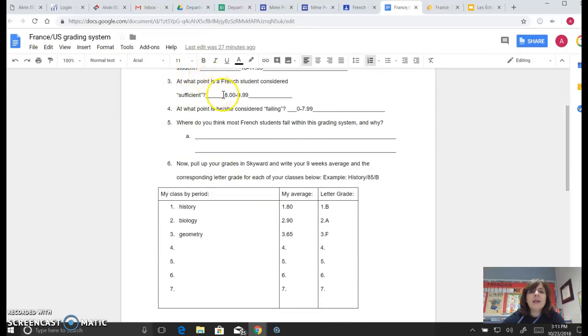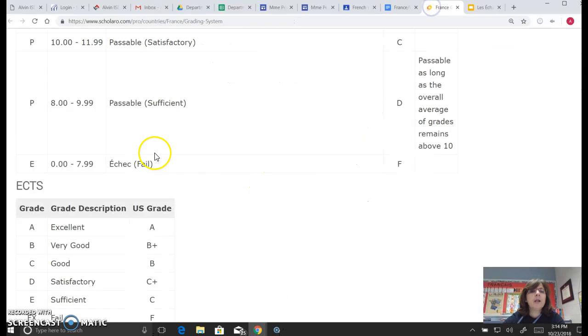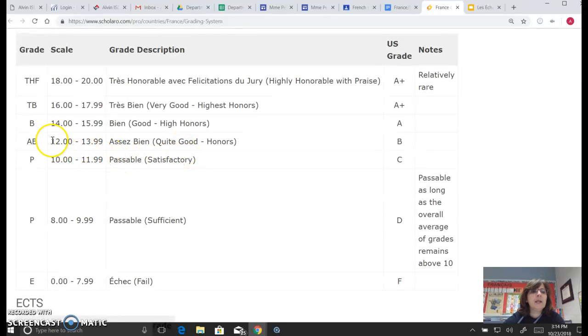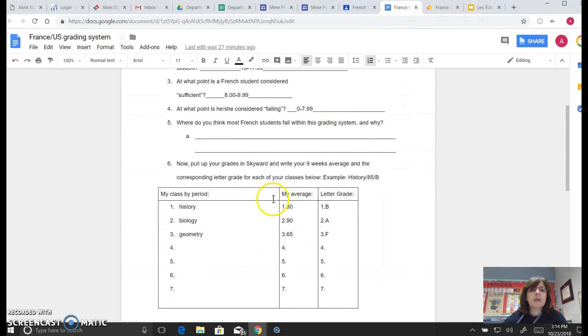Then, based on what we just saw here, where do you think most French students fall within this grading system and why? That was totally your opinion. You go back, you look at the chart, and you say, okay, well, typically 12 to 13, 14, 15, what would it be? Do you think the kids in France fall up here or come up here, or are they somewhere in the middle, or are they down here? It's whatever you think. There's really no wrong answer at this point. So you type in what you think.